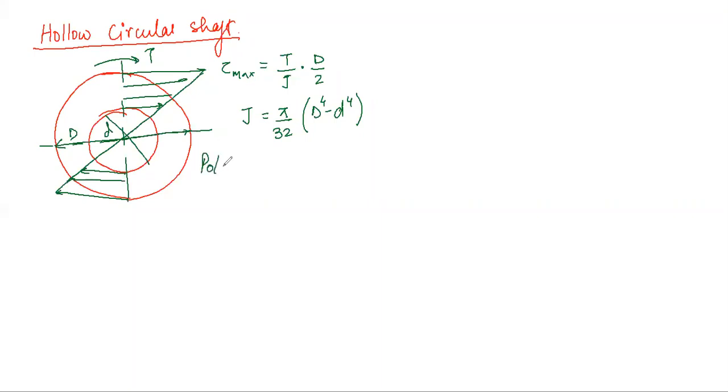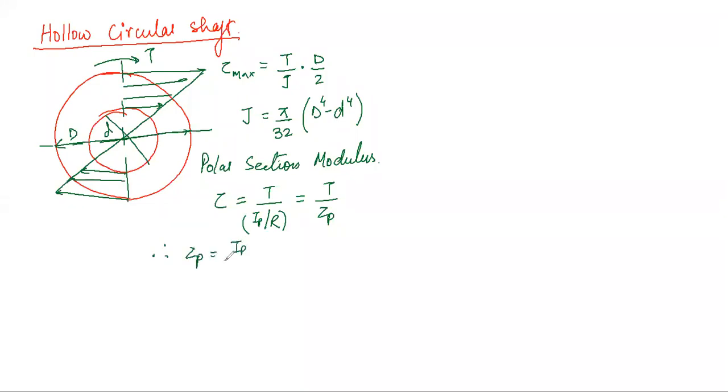So if we are going to write the polar section modulus, it should be defined as tau equals T by Ip by R, right? Which is also to be defined as T upon Zp. These ratios you defined as Zp. Therefore, always remember when we are talking about Zp, it is defined as Ip upon R. Now what is this R? That is the maximum radius on which we will talk.